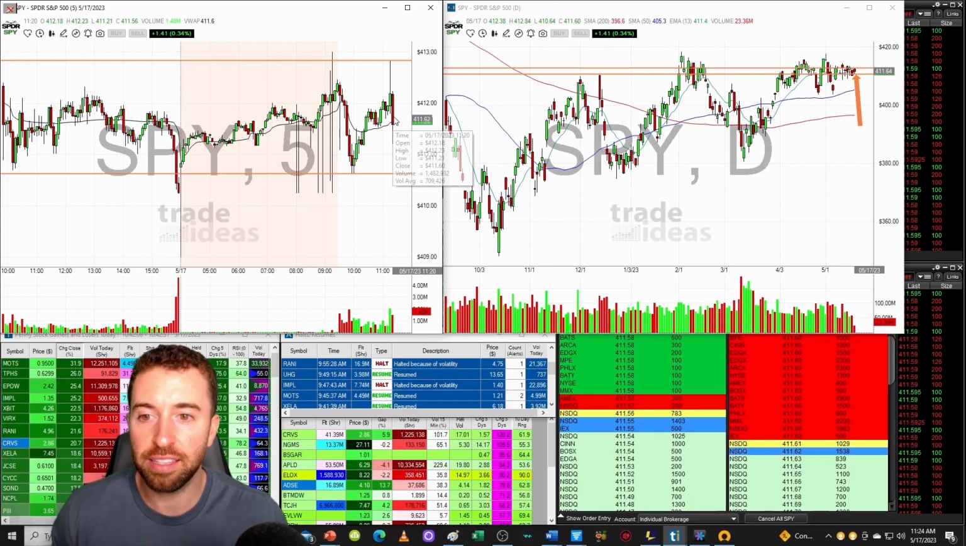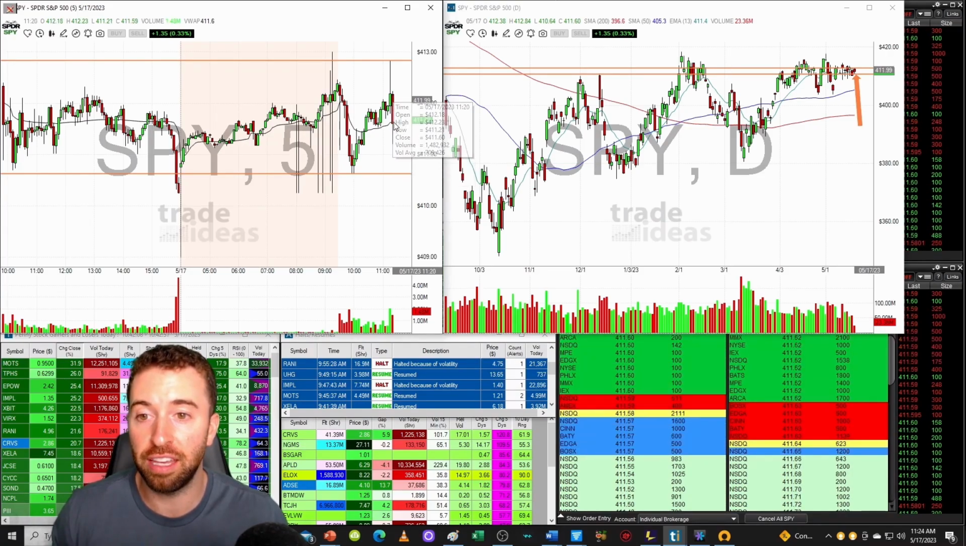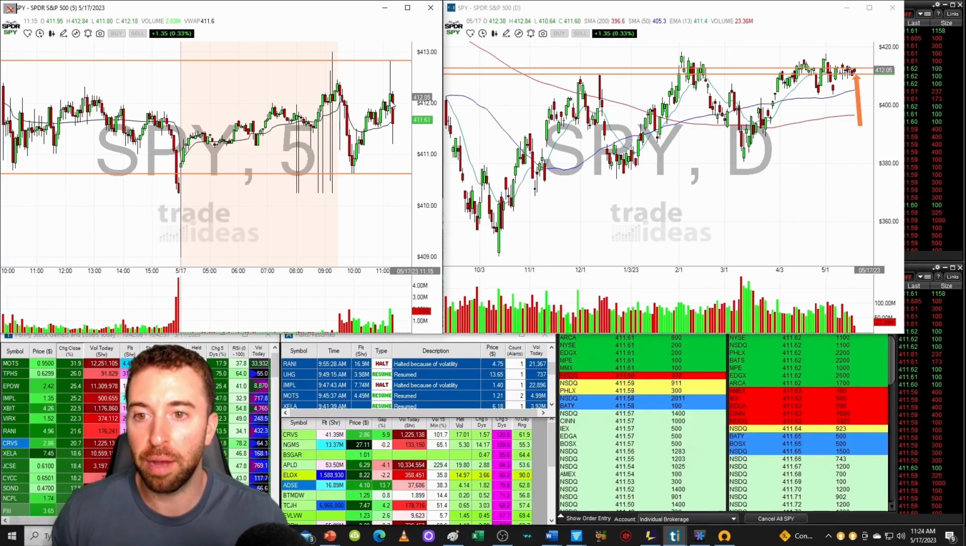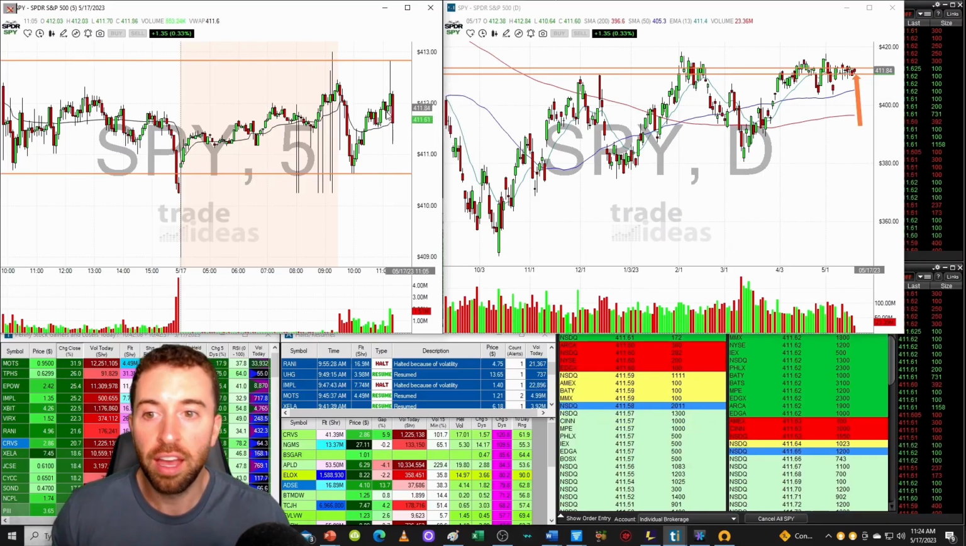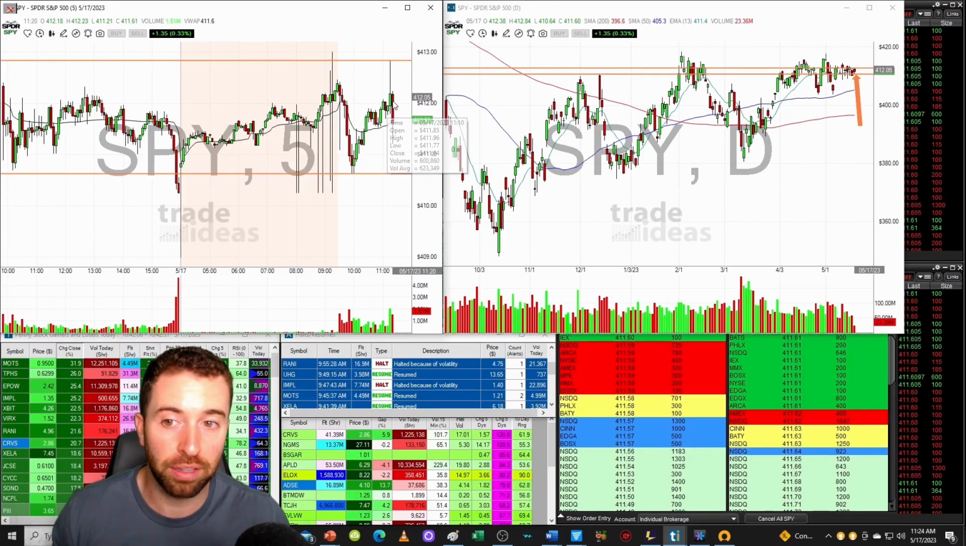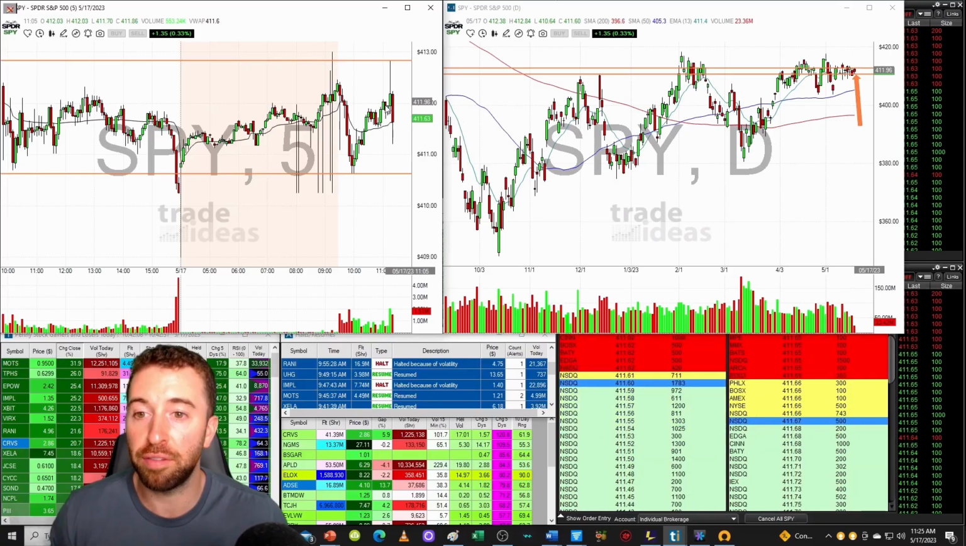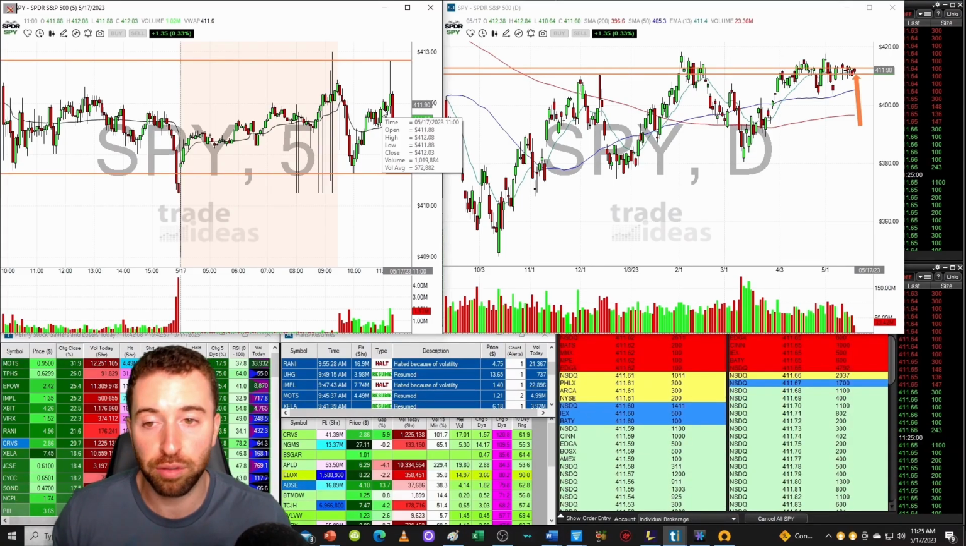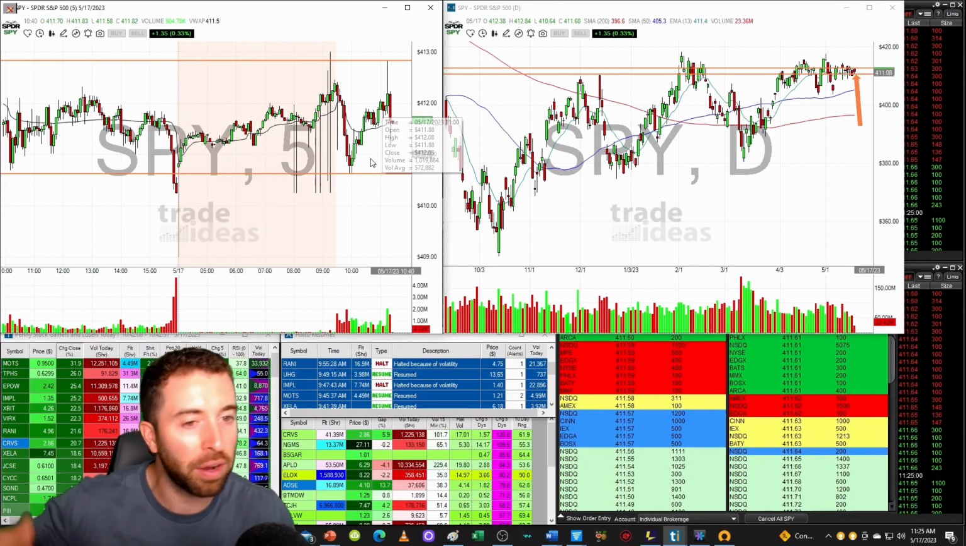So you can see this candle right here is from 11:15 to 11:20. This one is from 11:15 to 11:20. This one is from 11:10 to 11:15. This one is from 11:05 to 11:10. This one is from 11 o'clock to 11:05, so on and so forth.